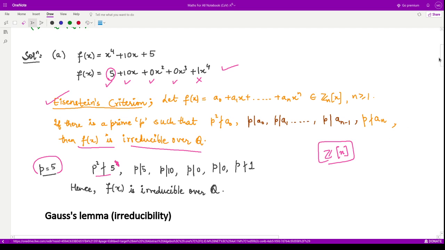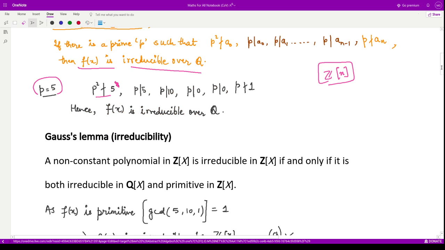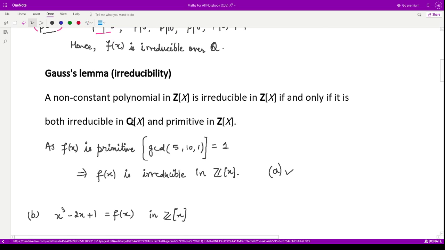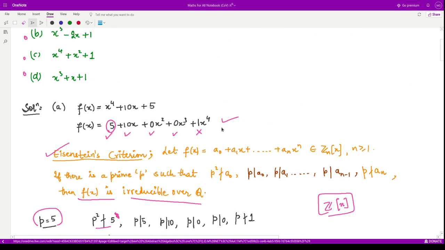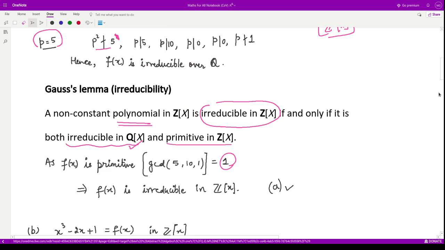For that, we'll use another result, which is the Gauss lemma of irreducibility. It says that a polynomial is irreducible in Z[x] if and only if it is both irreducible in Q[x], which we have obtained using Eisenstein's criteria, and it is primitive in Z[x]. By primitive we mean the GCD of all the coefficients should be 1. In the given polynomial, the GCD of all coefficients is equal to 1. They are relatively prime to each other, therefore both the conditions are satisfied. It implies that it is irreducible in Z[x]. Therefore option A is the correct option.